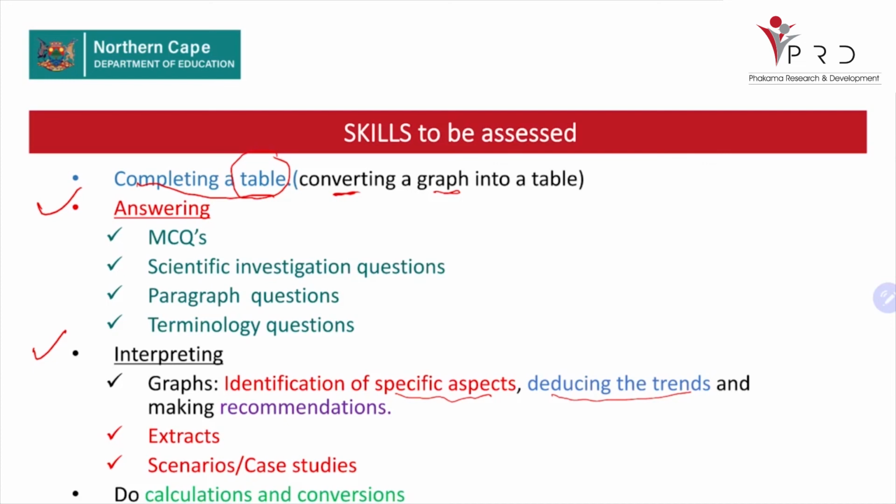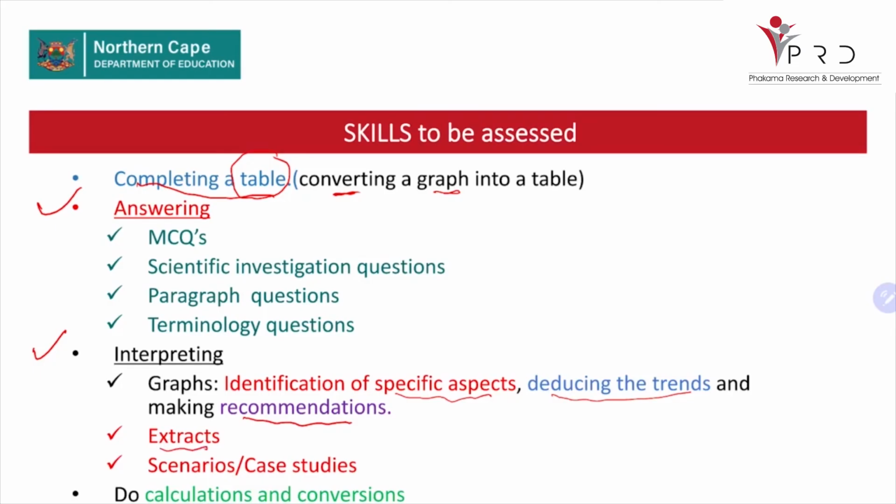And then the other one, you must be able to recommend. If you see it's not increasing, it decreases. Therefore, what can you recommend to that farmer? Remember now, as you are being assessed in your exams, you are advising farmers. What can they do?